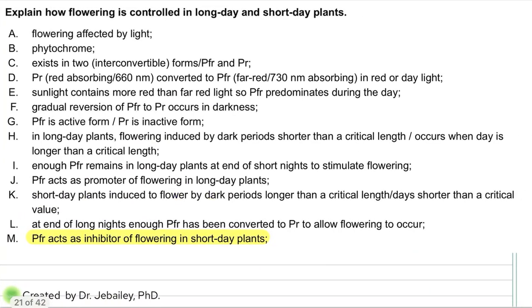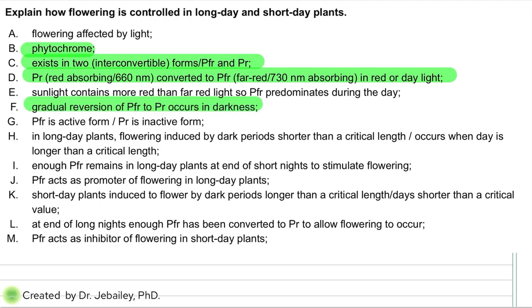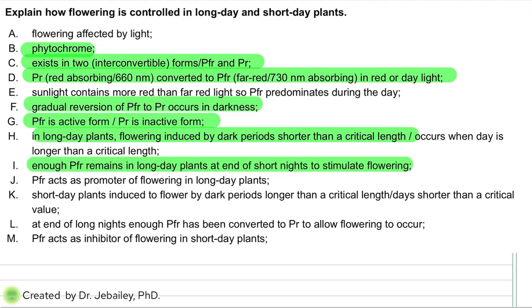So looking back here at the mark scheme, the things that I mentioned will get me the points. The phytochrome exists in two forms. The PR is converted to PFR during the day. Gradual conversion of PFR occurs in the darkness. PFR and PR are the active and inactive forms. So the long day plants are induced by dark periods shorter than the critical length. PFR remains in the long day plants at the end of the short night and stimulates flowering. So the PFR acts as a promoter. That means it's pushing the long day plants to flower.